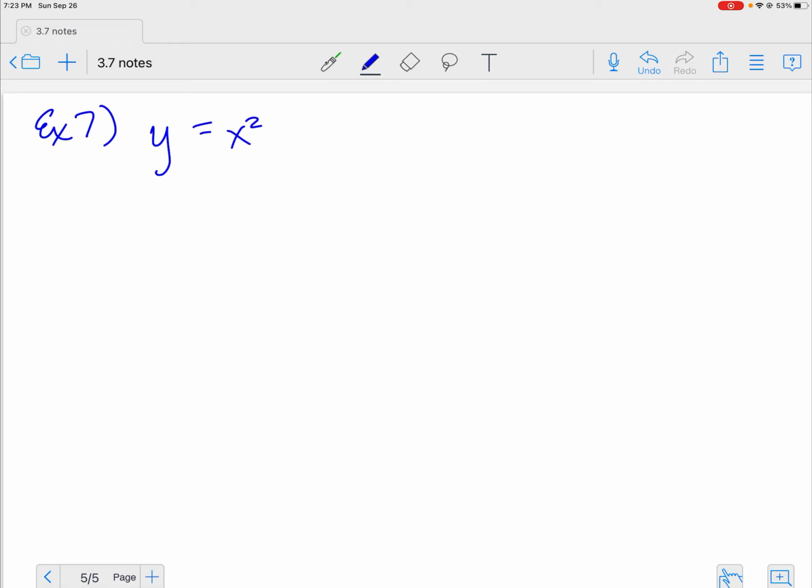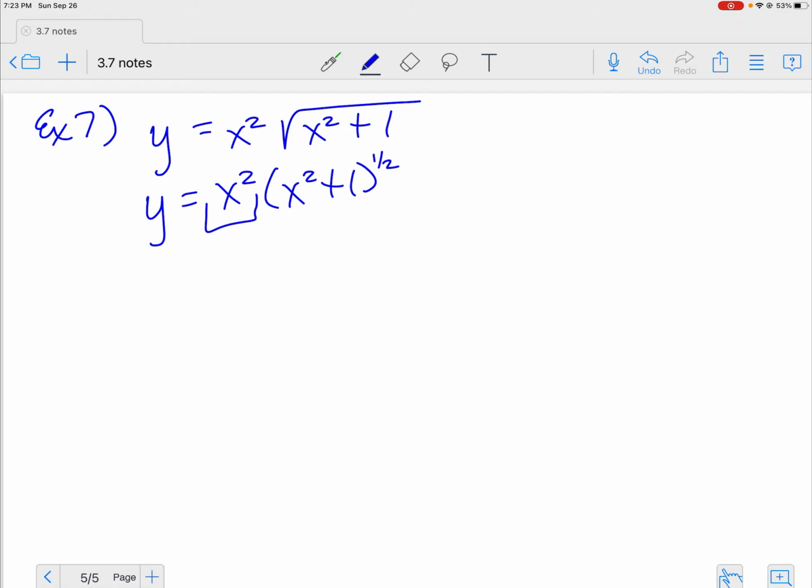y equals x squared times the square root of x squared plus 1. Tell me things that you see. Good, I have a radical, so what do I automatically have to write? Yes, x squared plus 1 to the 1/2 power. Change that to that exponent. Okay, tell me more things that you see.